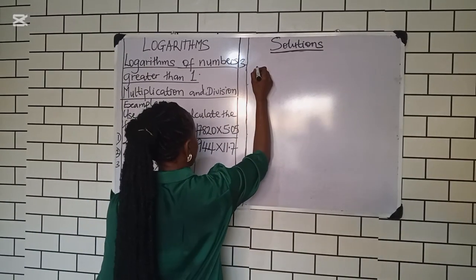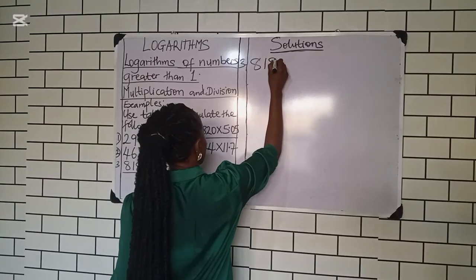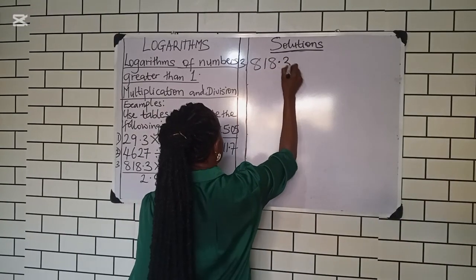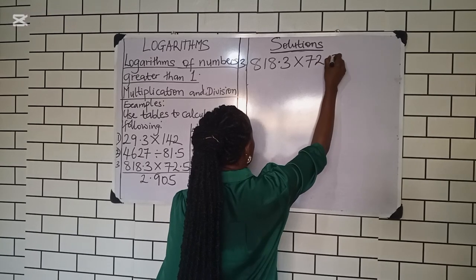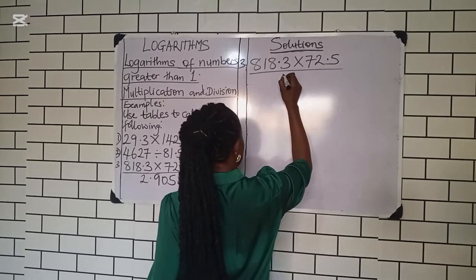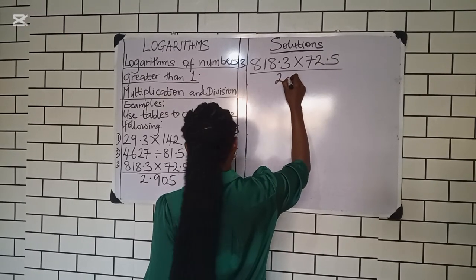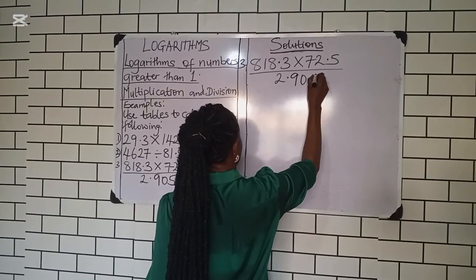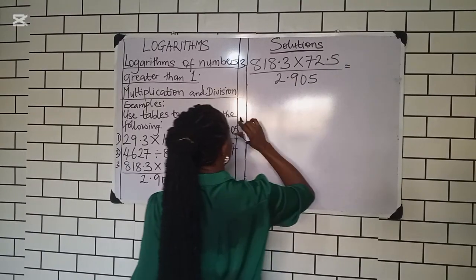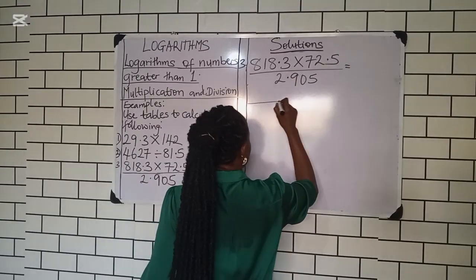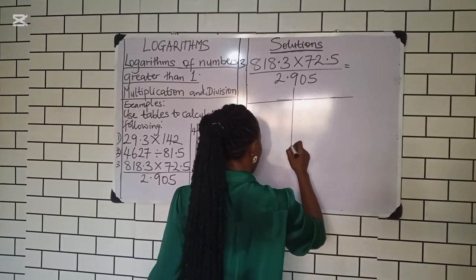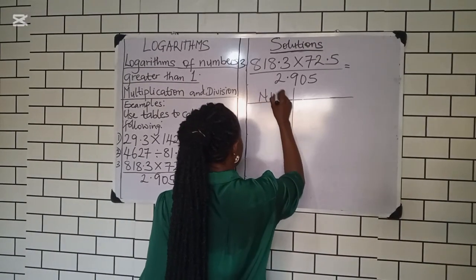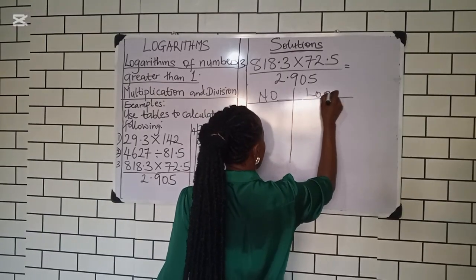Number 3, we have 818.3 times 72.5 all over 2.905. This will give us equals to, now in our method, first of all, draw your table, have your number side, have your log side.